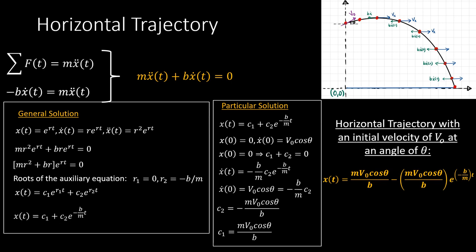Starting with a trivial solution, assuming e to the rt is a solution to the problem, and taking derivatives and substituting it into the main equation, we find the general solution as x of t is equal to c1 plus c2 e to the negative bt over m. For the particular solution, we will refer to the initial conditions where the initial position is 0 and the initial velocity in the horizontal direction is v sub 0 cosine theta, and find the particular solution as in equation 1.